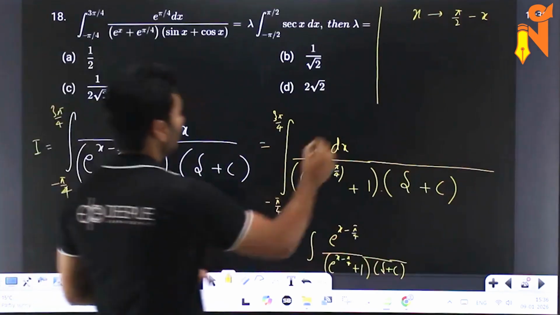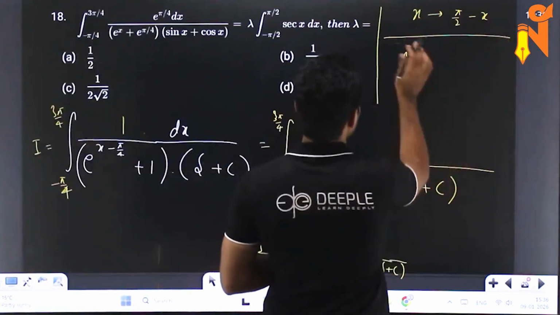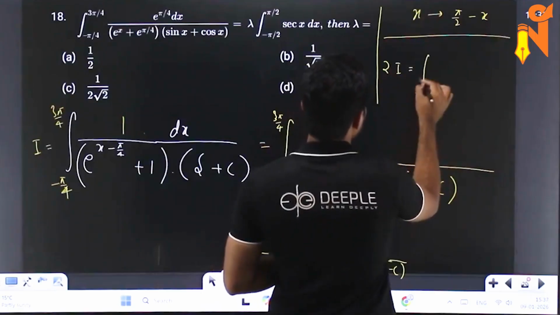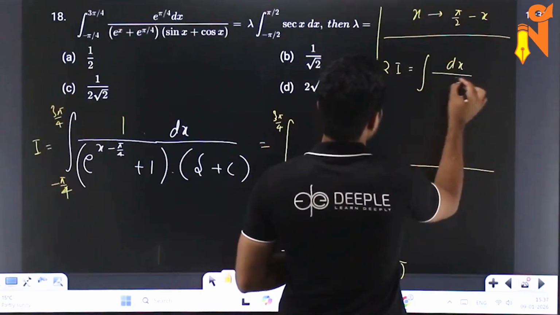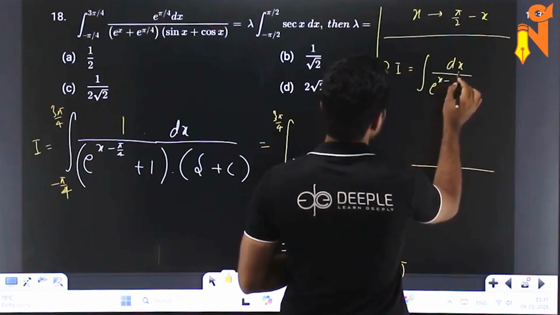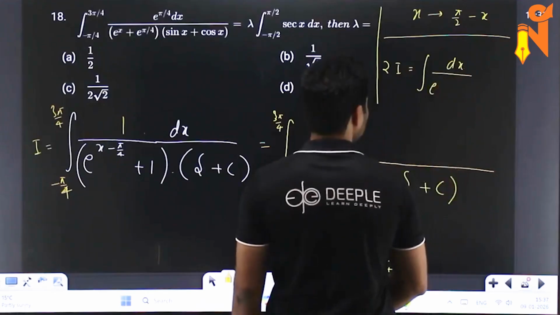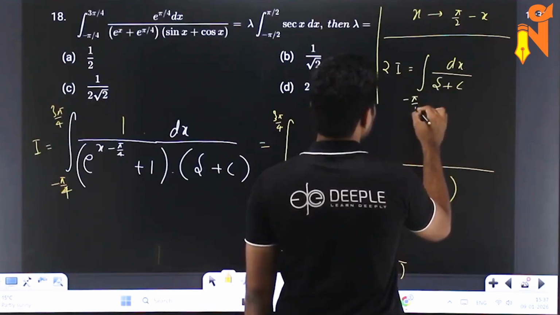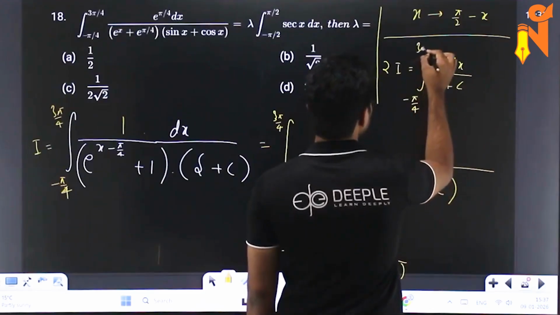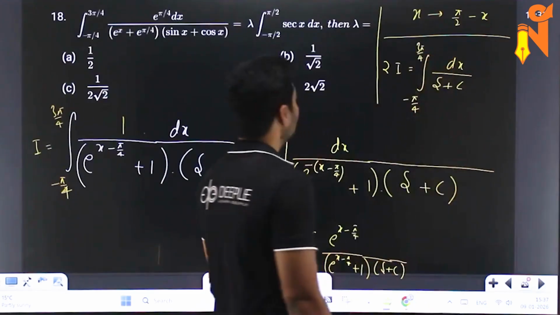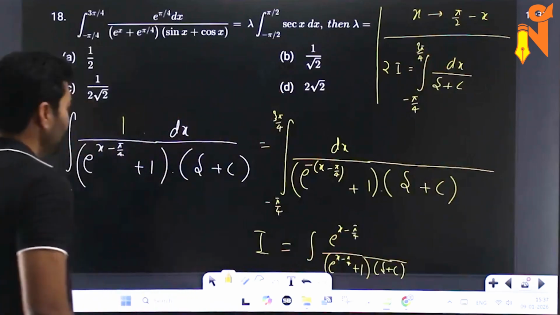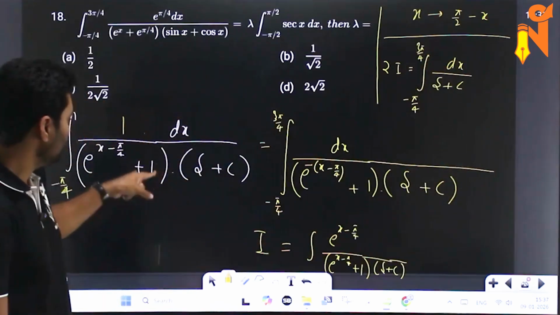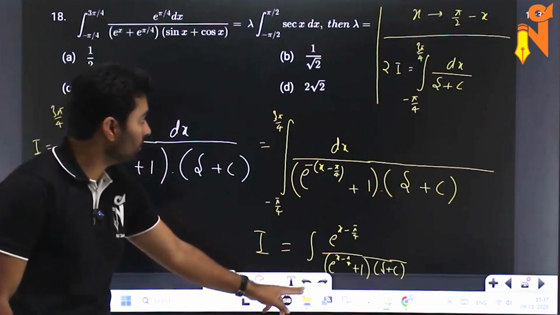Okay, so you will get here integration 2I equal to integration dx upon e power x, minus, this will get cancelled, this will get cancelled, only sine plus cos, only this part. I hope this is clear. If not clear, please solve NCERT and RD Sharma questions. This plus 1, this part will get cancelled. So 2I equal to this.